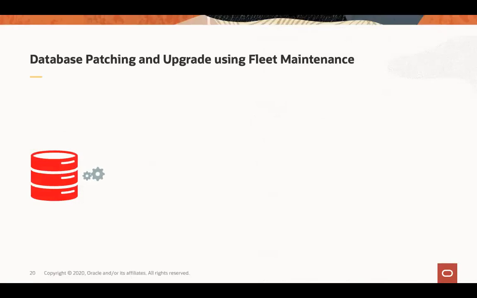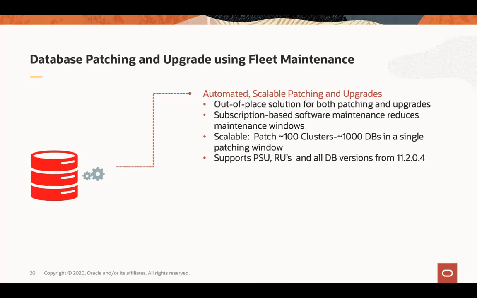So with Enterprise Manager and Database Lifecycle Management, we've introduced a feature called Fleet Maintenance. What this does is provide an automated, scalable patching solution and an upgrade solution. Both patching and upgrades are done out of place. And what makes this very efficient is that we have a subscription-based model, which means, again, we're doing things at scale. On the initial setup, you subscribe databases to specific gold images of the Oracle homes. And then any subsequent patching or upgrade exercises are really simplified based on that subscription.